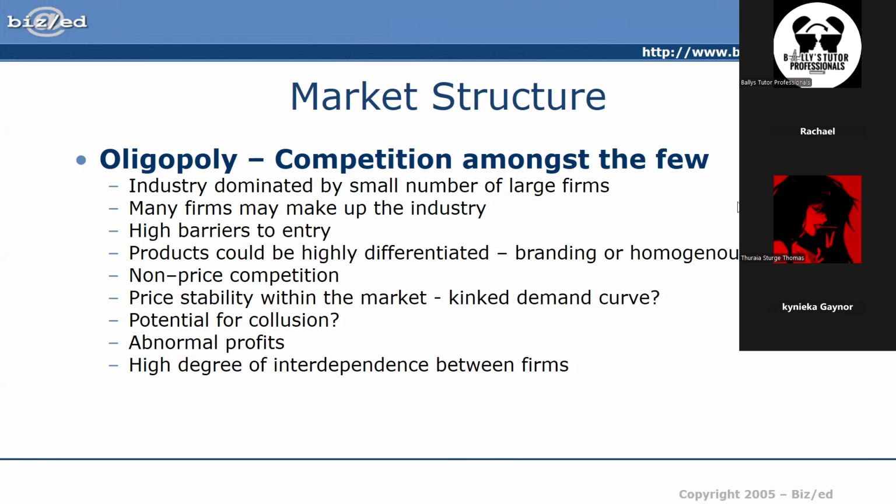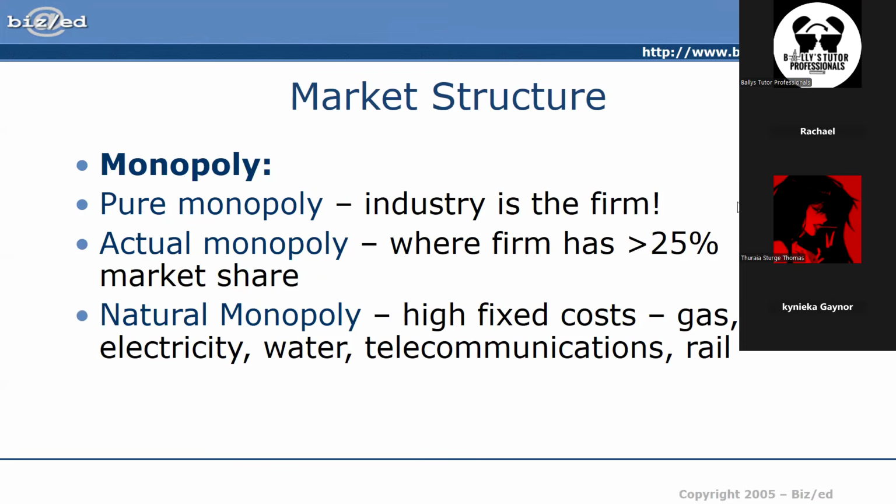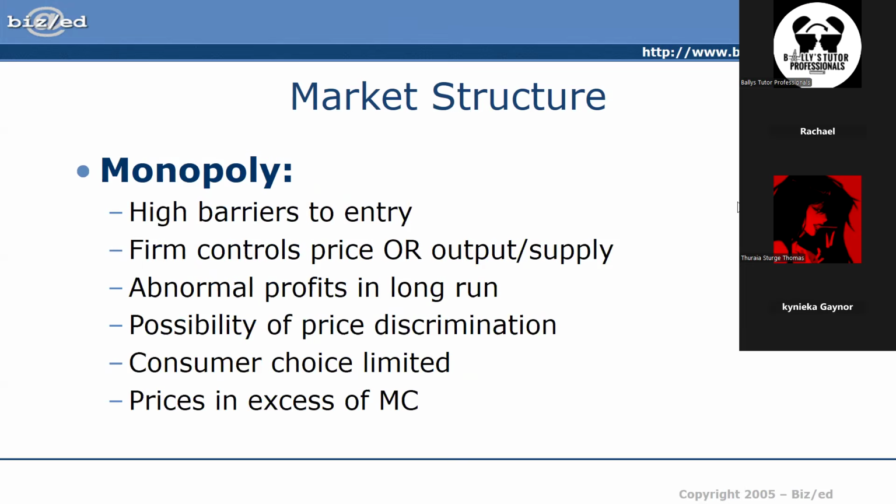And then last but not least, the monopoly. Right? Monopoly is one seller, only one seller, and many buyers. The barriers to entry are extremely high, which is why there's only one seller. It's because it's extremely difficult for anybody else to even try to enter the market.